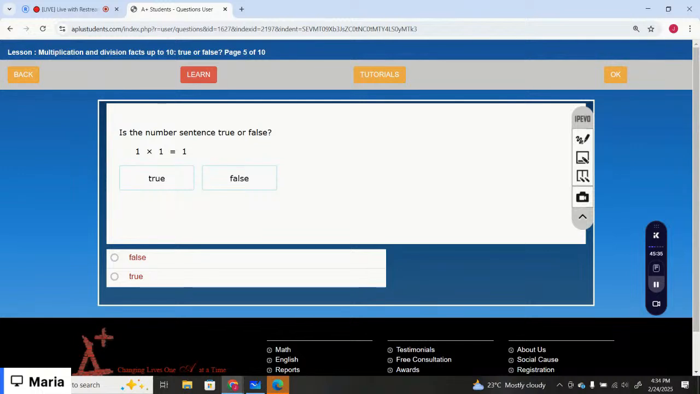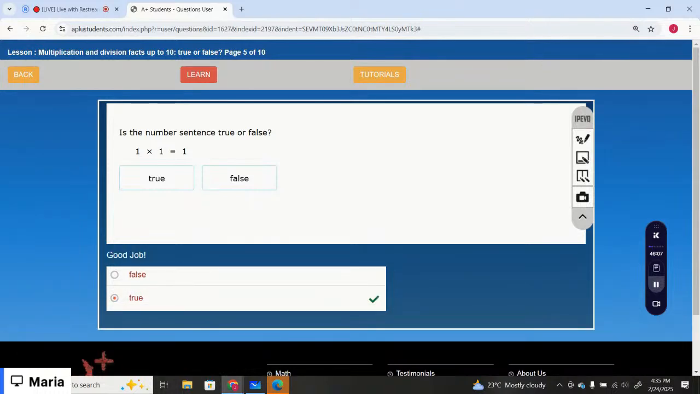Is the number sentence true or false? 1 times 1 equals 1. True it is. 1 times 1 is 1. Option number 2 is the correct option.